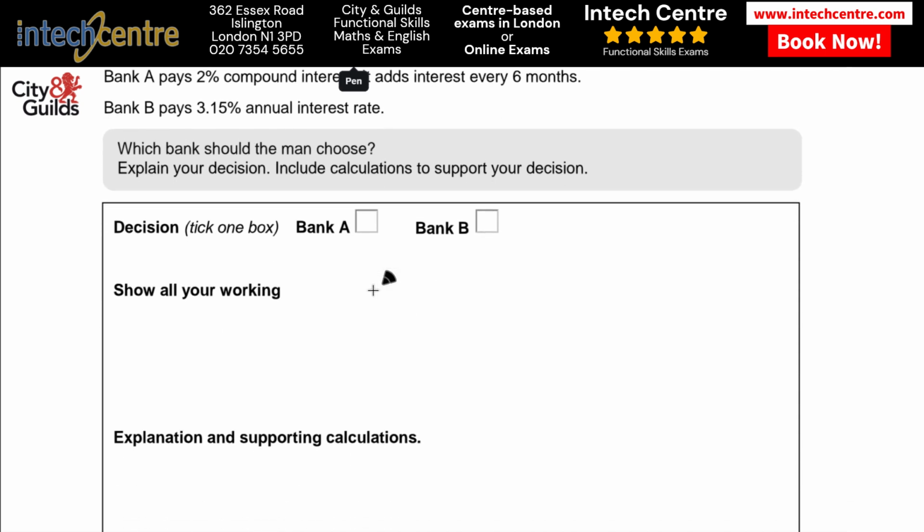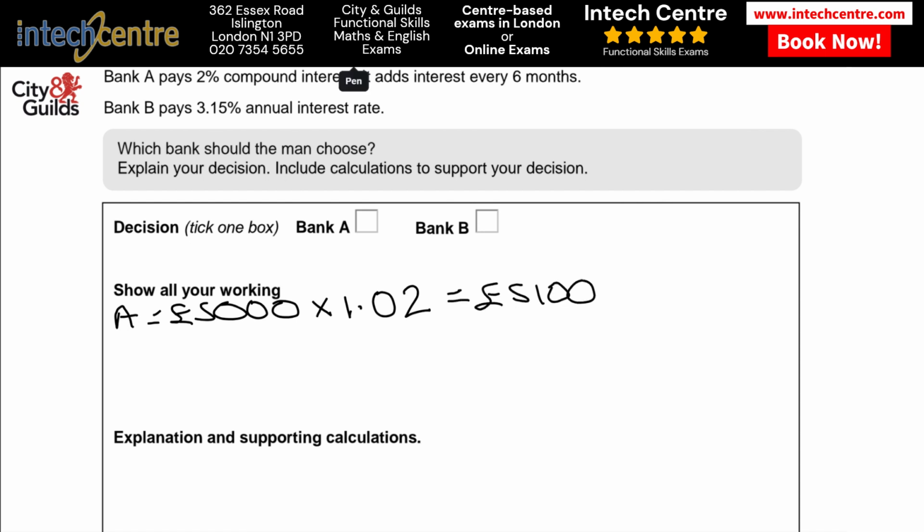So starting off with A, we have his original £5,000, and then the compound interest is 2%, so we times that by 1.02, because 2% as a decimal is 0.02, but we times it by the 1 because it's an increase on top. We're not trying to figure out 2% of this, we want 2% on top of this. So this would be equivalent to £5,100 in the first 6 months.